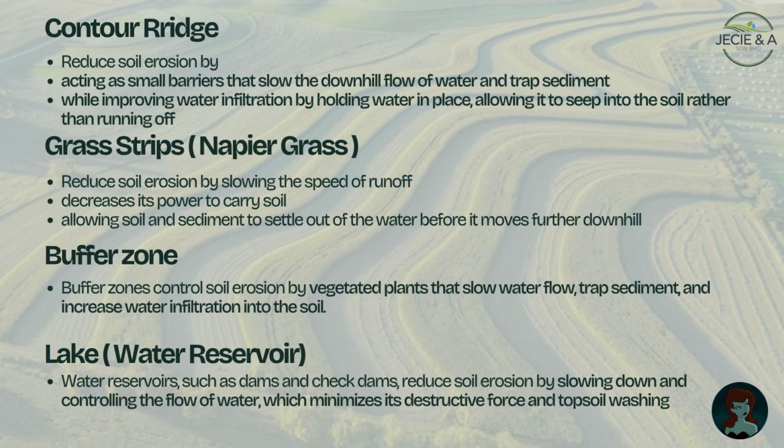The third one is the buffer zone. The buffer zone controls soil erosion through vegetated plants that slow water flow, trap sediments, and increase water infiltration into the soil.